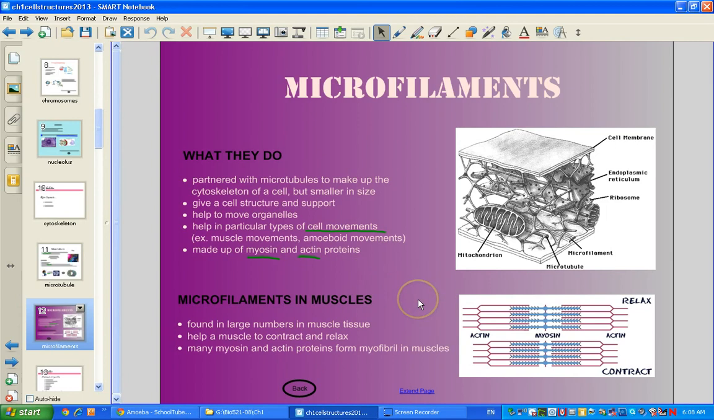So they are found in large numbers in muscle tissue, and I used to show a little video clip, but it was a little too complicated, the way that it would show muscle movements, but I'll see if I can find another one for you sometime. So this is kind of giving you a glimpse of the cytoskeleton. The bigger tube-like structures are the microtubules, whereas the smaller, thinner, solid structures are the microfilaments.